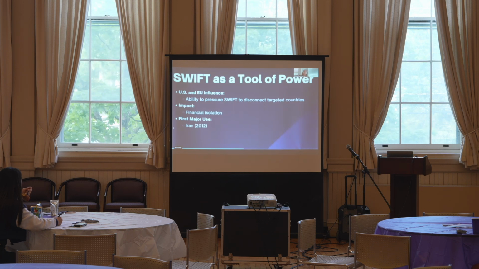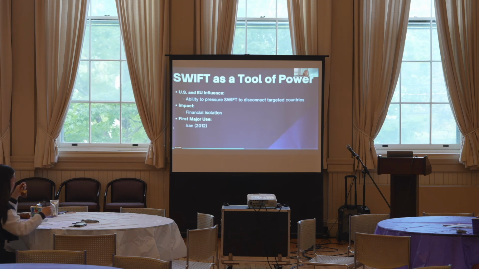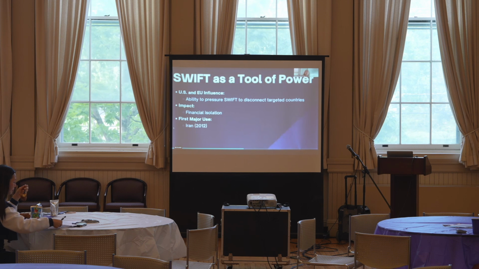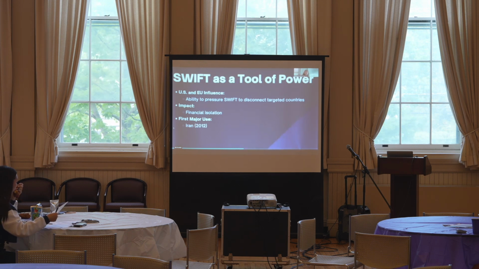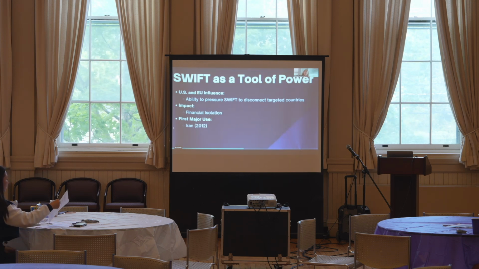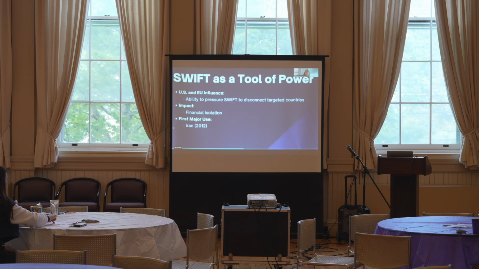Although SWIFT is a neutral Belgian-based organization, it is heavily influenced by the policies of the United States and the European Union. This means that when a country is sanctioned by the US or the EU, it can be pressured into disconnecting certain banks from the SWIFT network. This kind of move doesn't physically block trade, but it freezes out a country financially, and it makes it incredibly difficult to do business internationally, pay for imports, or receive foreign aid.